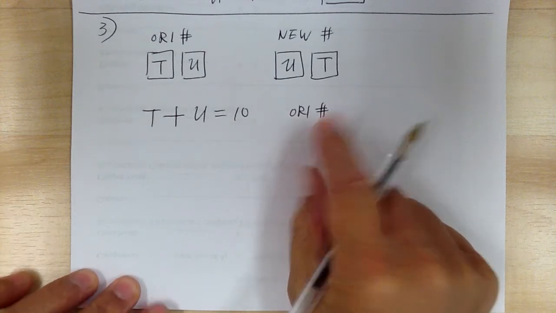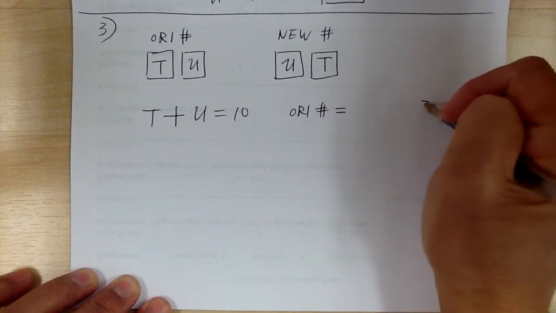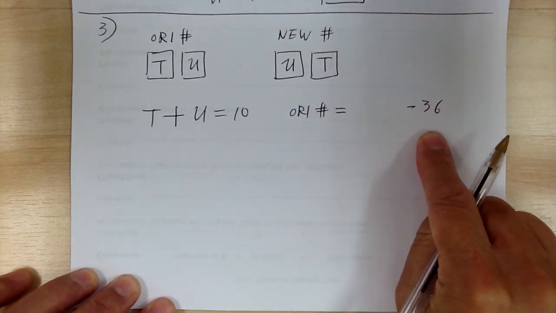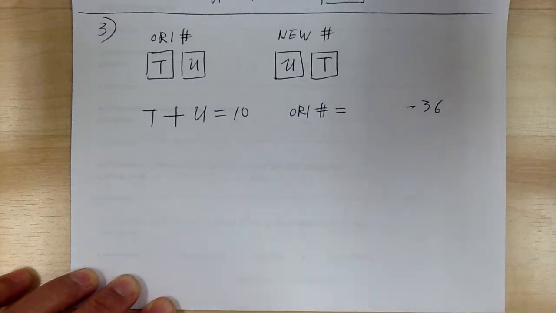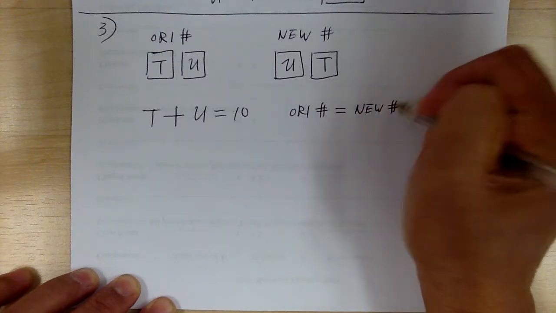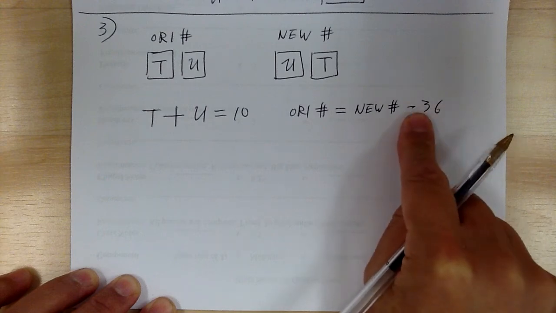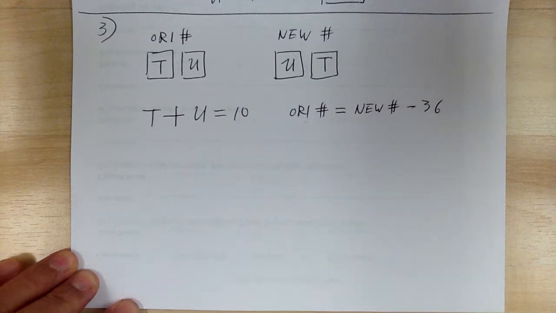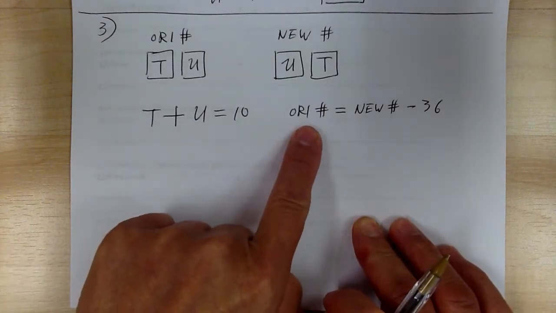So the number is means equal, 36 less than the reverse of its digits. So the number is 36 less than the reverse of its digits means the new number. That's what it means. So again, the original number is 36 less than the new number when the digits are reversed. So that's what that means. Next thing you have to do is you have to know how to translate this.